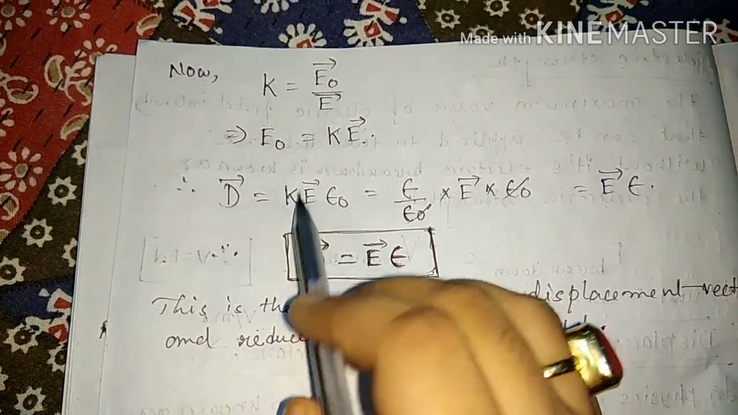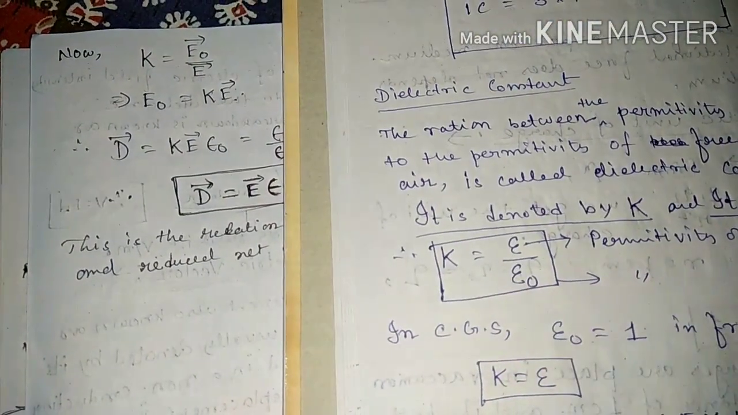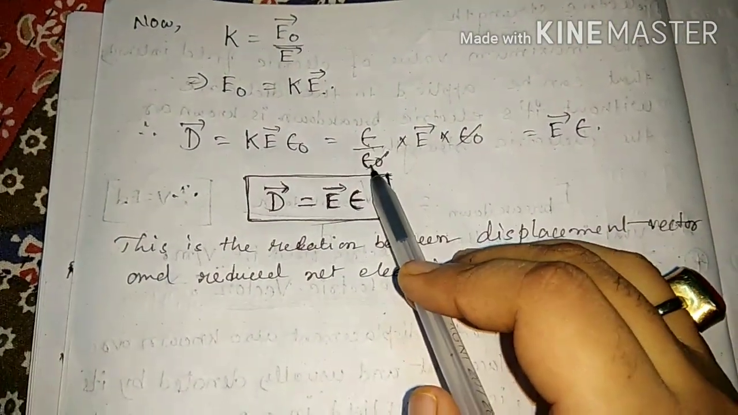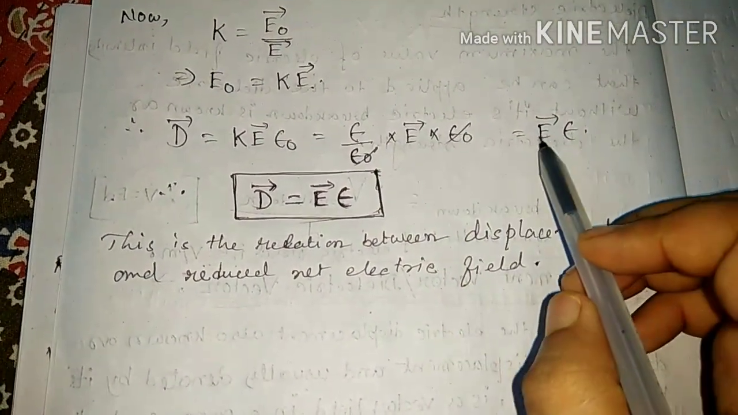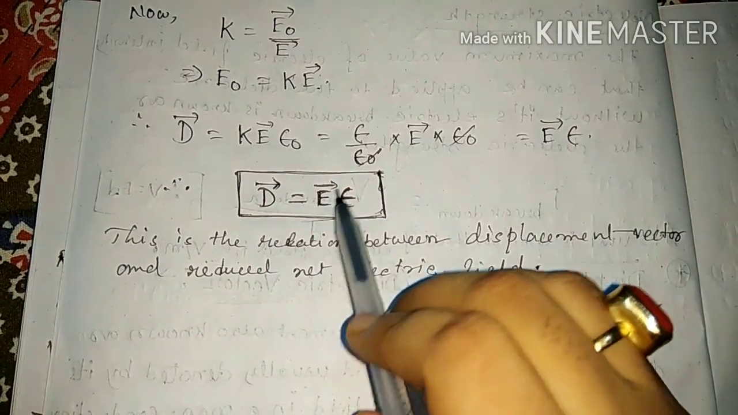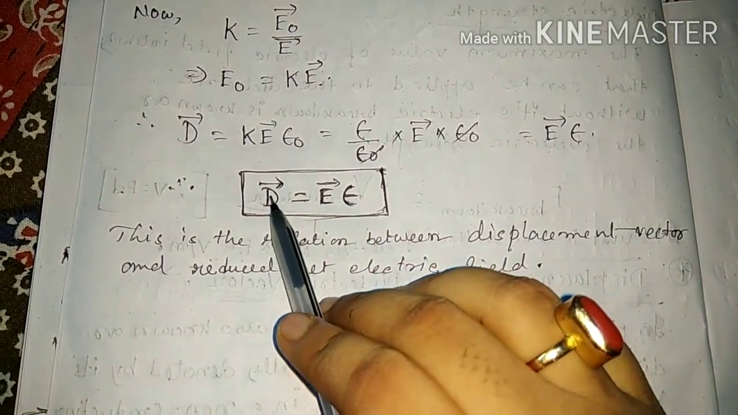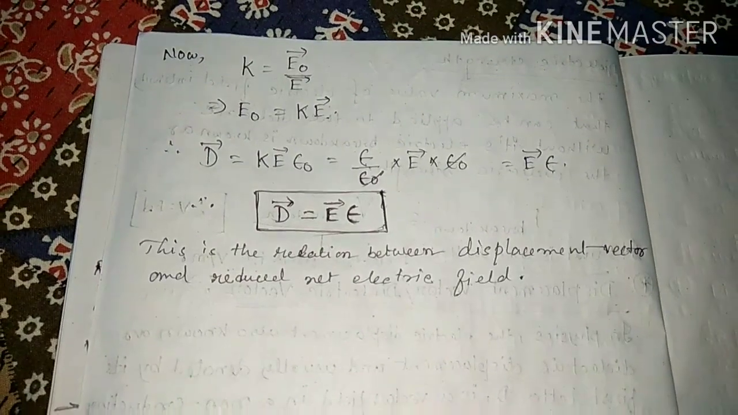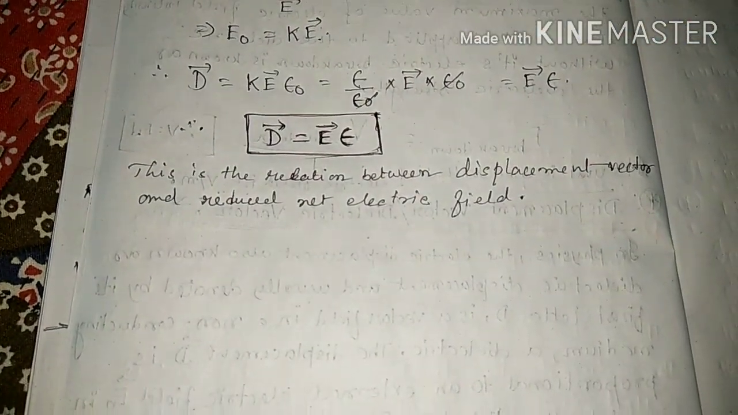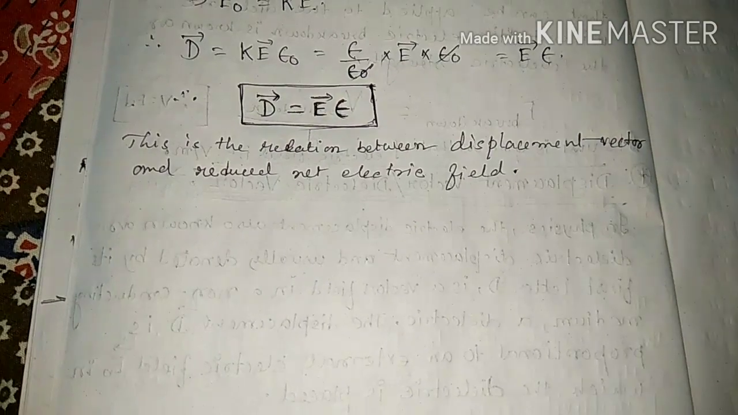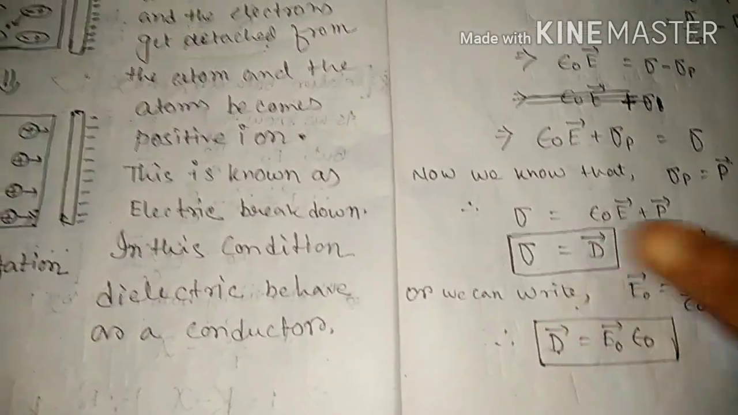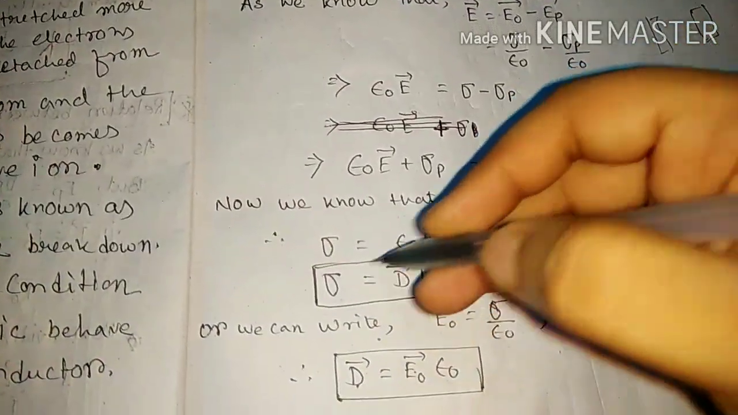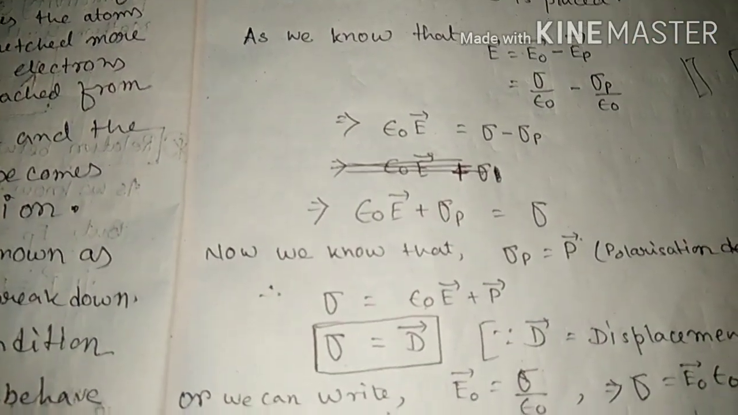Now from the definition related to permittivity, epsilon by epsilon naught, the epsilon naught cancel each other, so we have E into epsilon. So D equals E into epsilon. This is the relation between the displacement vector and the reduced electric field, where epsilon is the permittivity of the medium. So we have two relations: one between the reduced electric field and the displacement vector, and one between the external electric field and the displacement vector.